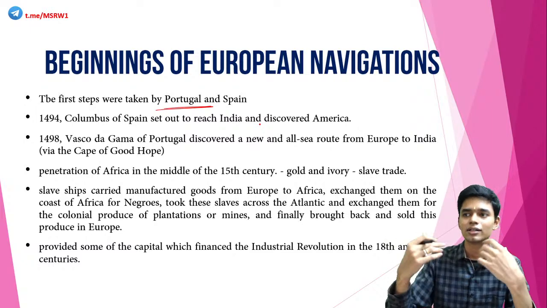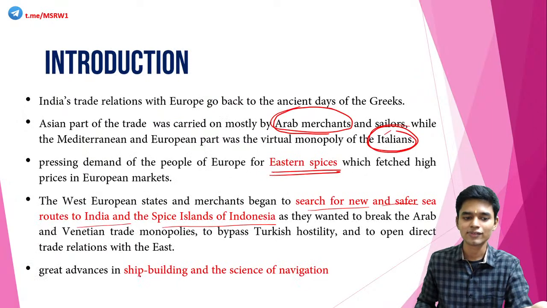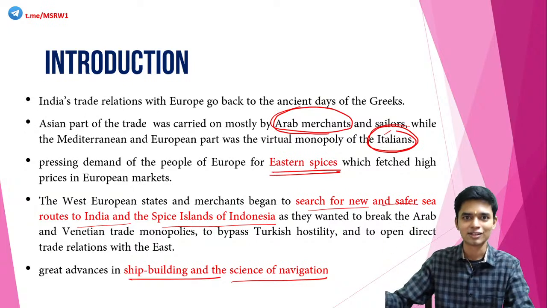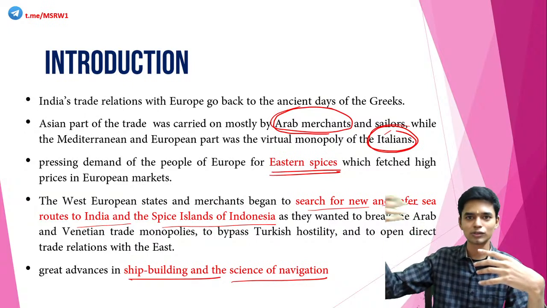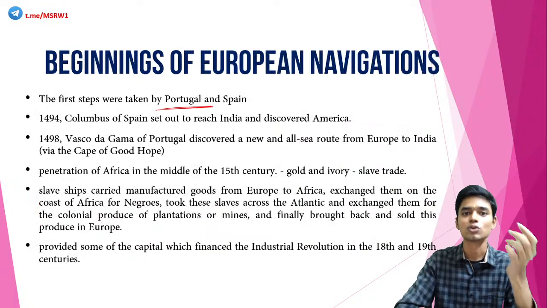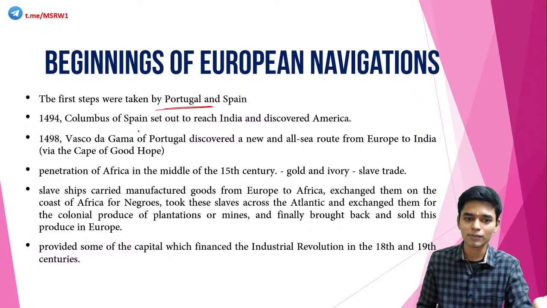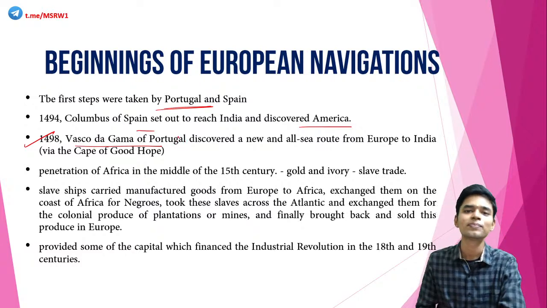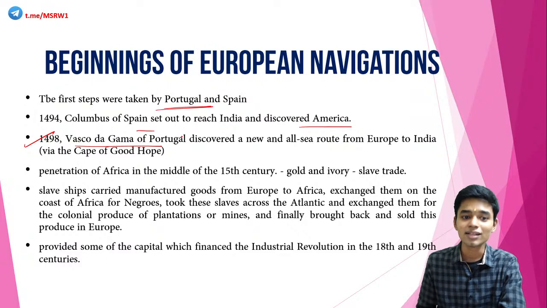Shipbuilding and the science of navigation saw great advances around this time, which is a very important point I missed earlier. All these Europeans were in a race to discover new countries and use their resources. So in general, shipbuilding and the science of navigation saw a huge rise. Christopher Columbus discovered America. In 1498, Vasco da Gama of Portugal discovered an alternate sea route to Asia, to India, and this sea route passes through the Cape of Good Hope.